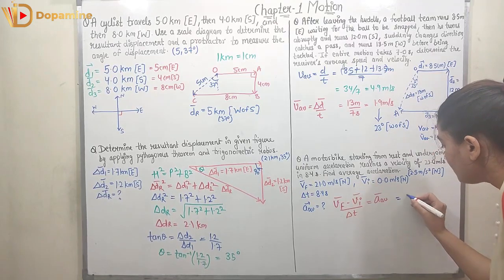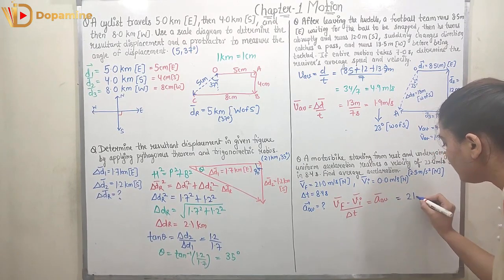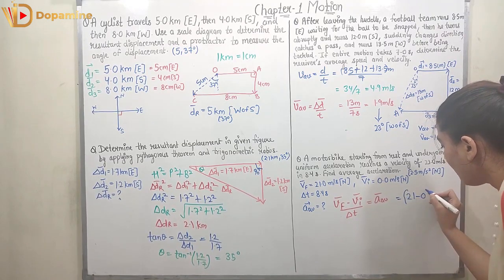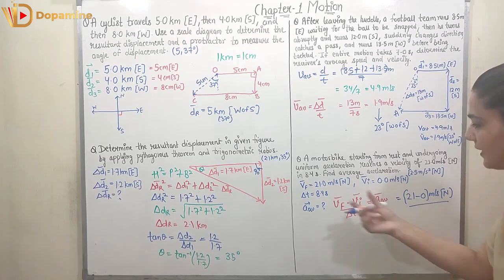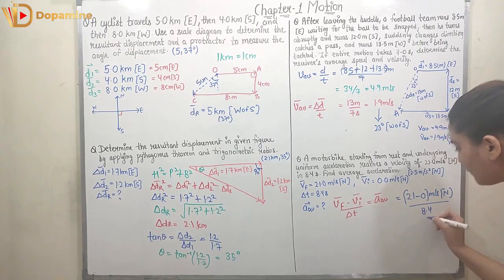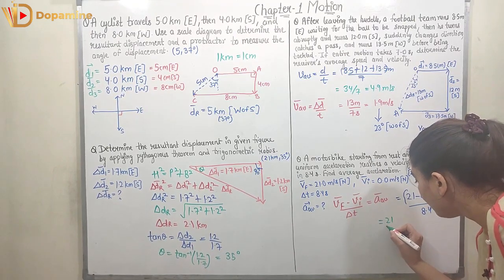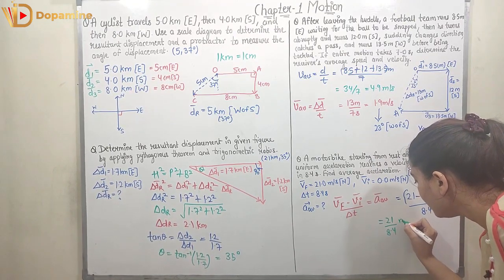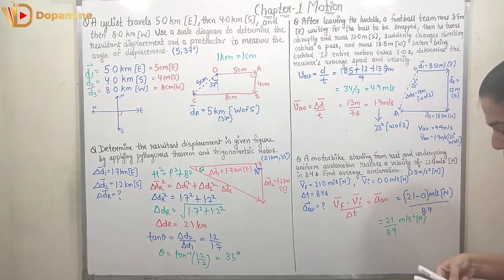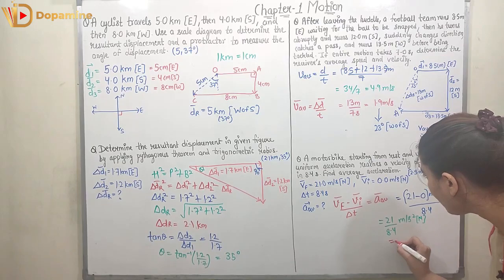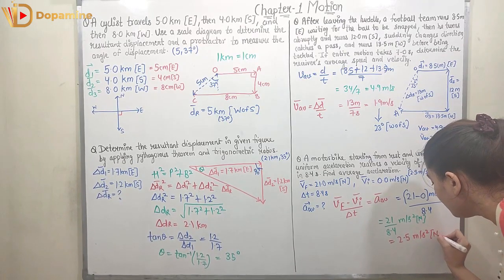So what is V final? 21 meter per second in the north. What is V initial? 0, again in meter per second and the direction is north. It is divided by the total time, which is 8.4. So when you compute it, it will be equal to 21 upon 8.4 meter per second square in the north direction, right? When you compute it using the calculator, it will come out to be equal to 2.5 meter per second square in the north direction.